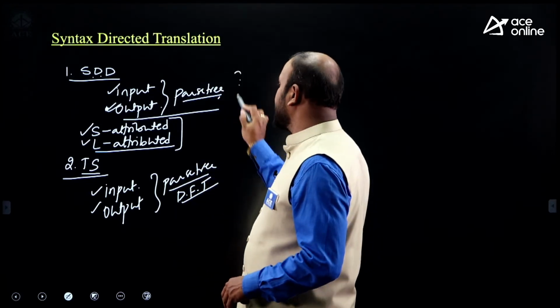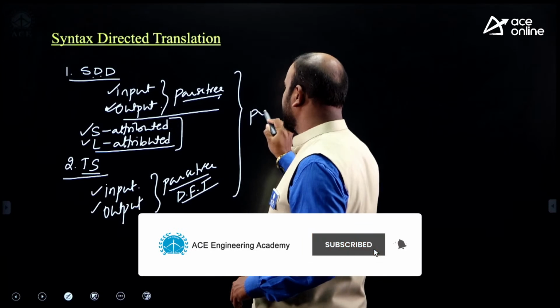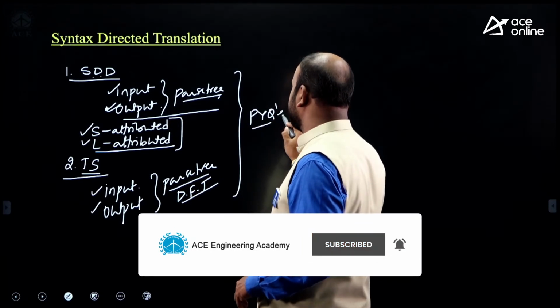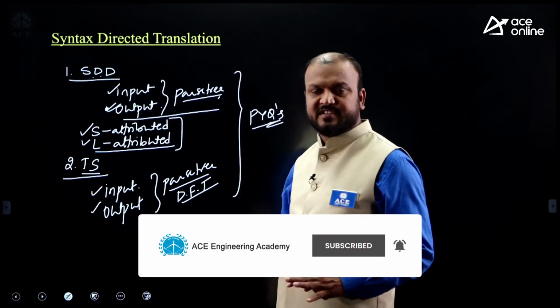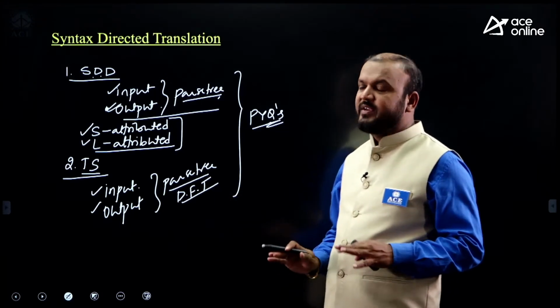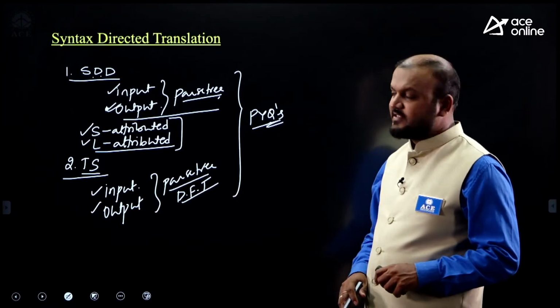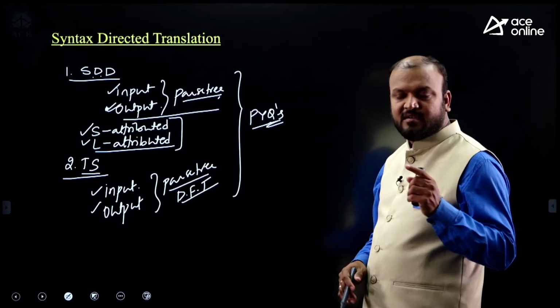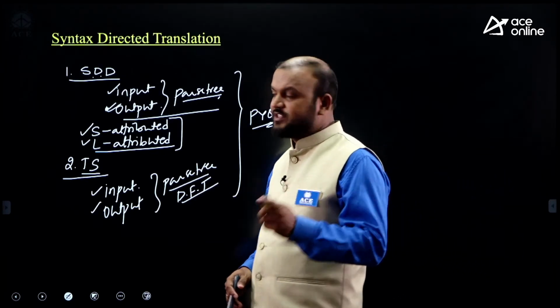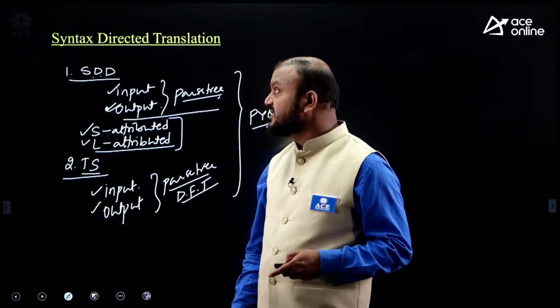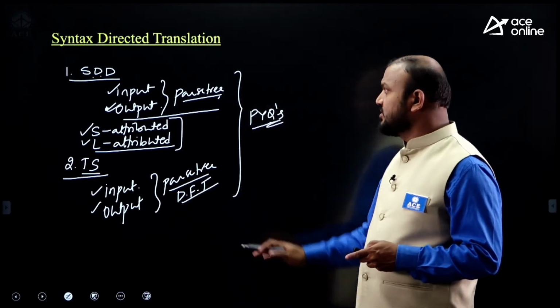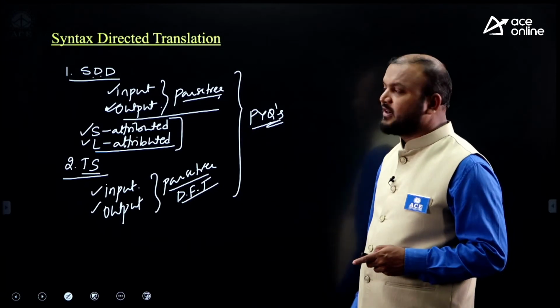So I recommend you solve all PYQs from the chapter. That could be 100% sufficient, I feel, if you solve all PYQs from syntax directed translation. Almost every time you get 1 question from these 2 topics. Okay, that's about syntax directed translation. So there are no expected topics because every corner is already touched.